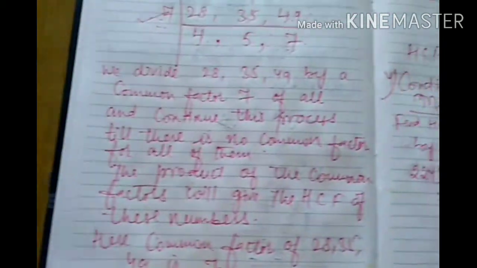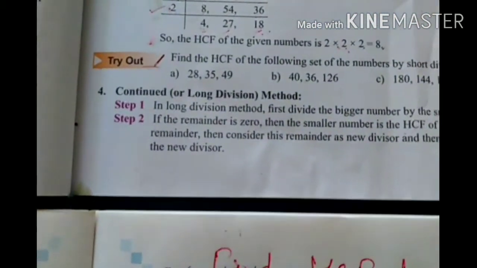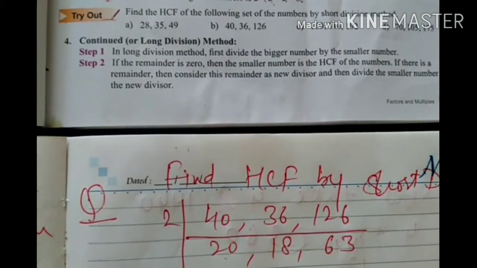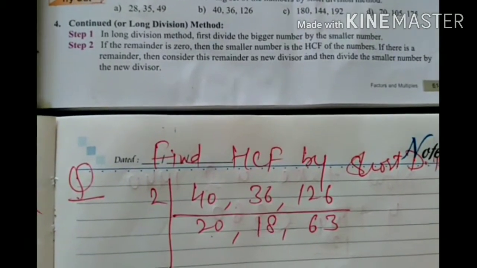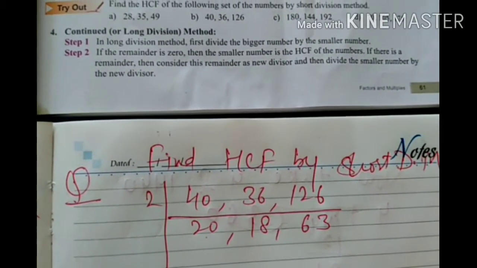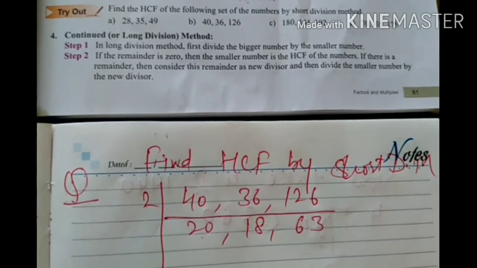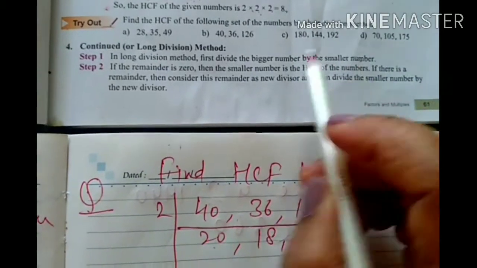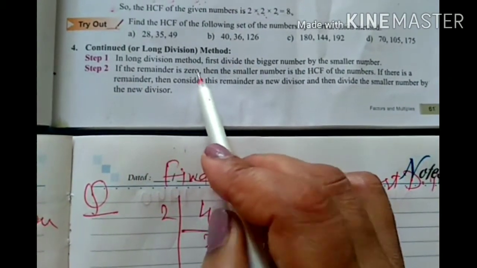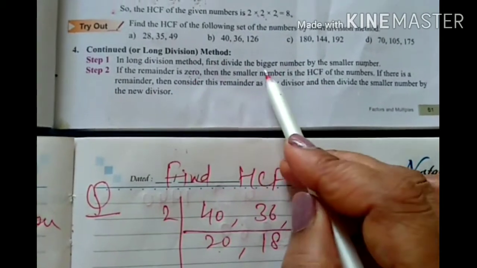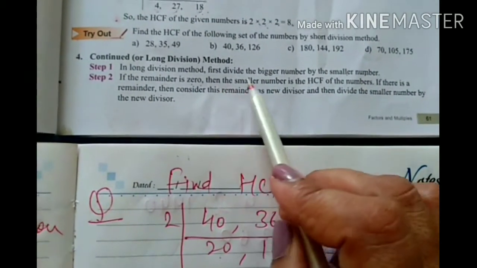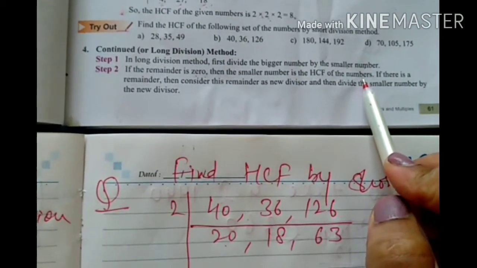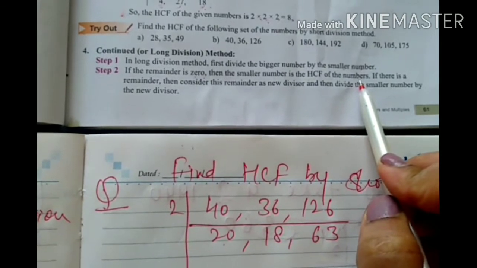Now the fourth method is the continued or long division method. In this method, step 1: first divide the bigger number by the smaller number. Step 2: if the remainder is 0, then the smaller number is the HCF of the numbers. The last divisor will be the HCF.